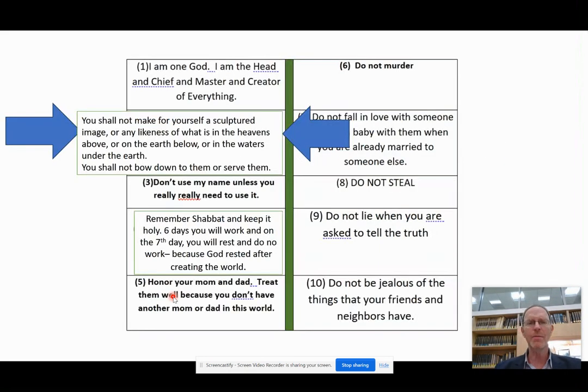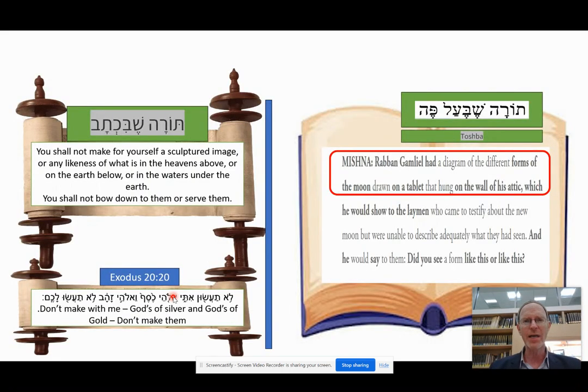Of course, the big problem is it says in the Ten Commandments, don't make a sculptured image or a likeness of what's in heaven above or the earth below or the waters underneath. Don't do something like that. Meaning, Rabban Gamliel has made a colossal error. He's gone against the Ten Commandments, and his diagram shows it. By the way, it also says in the Torah, do not make with me gods of silver and gods of gold. Do not make them.